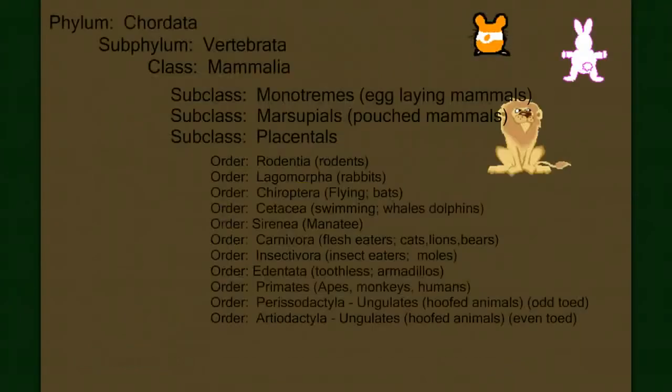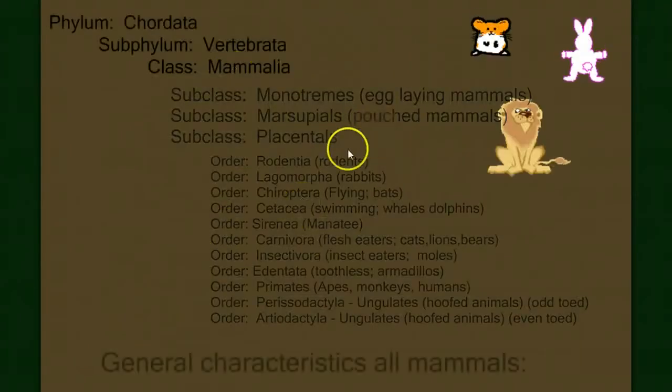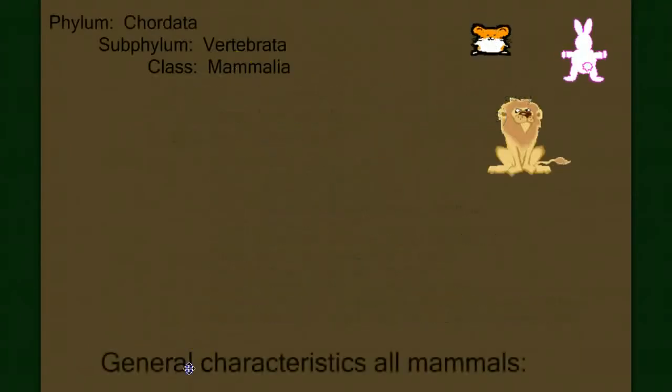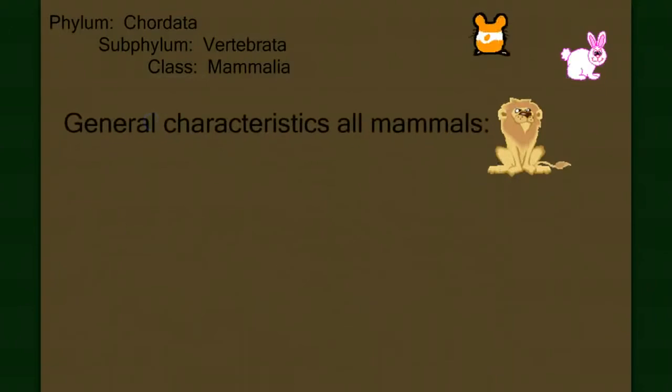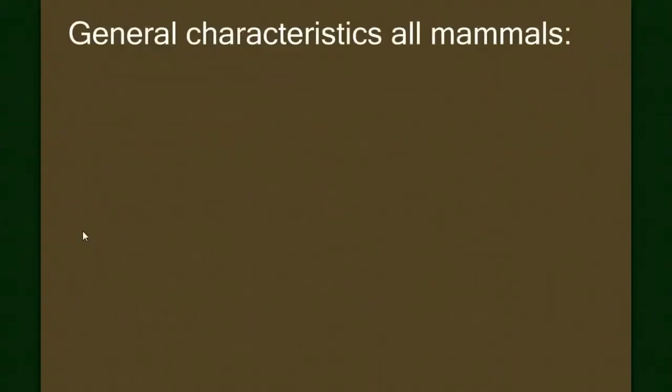But before we look at this diversity, let's focus on the general characteristics of all mammals. What are the defining characteristics? There are a few characteristics that certainly are defining of mammals, and then one characteristic that is the defining one. But let's start with the obvious one, hair.